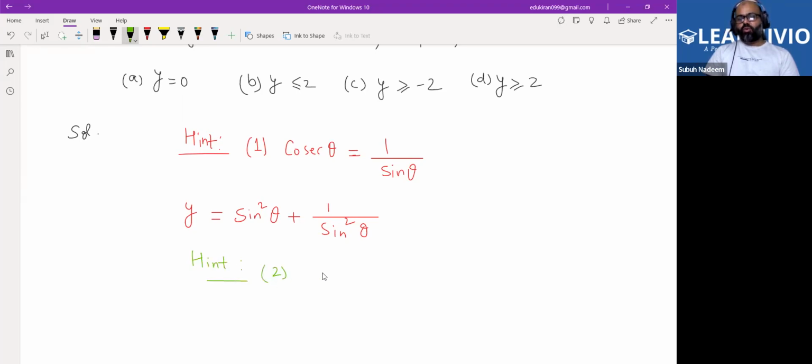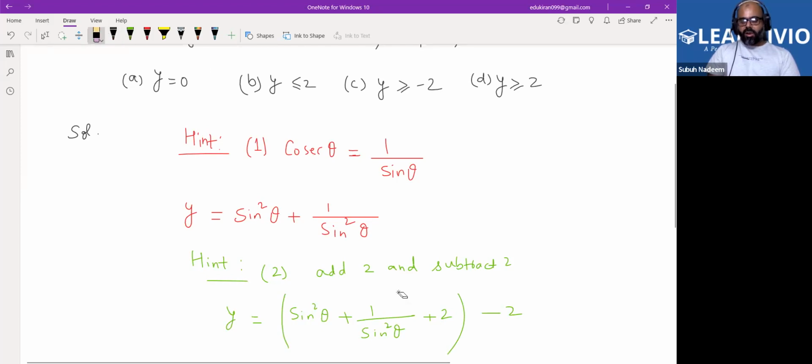No, not instant. I'm giving hint two now. Add 2 and subtract 2, which means y is equal to sine square theta plus 1 by sine square theta, plus 2 and minus 2. Why we are doing this, you have to think about it. I'm putting a bracket till there. Or you can also write it as minus 2 inside plus 2 outside. That would be better.